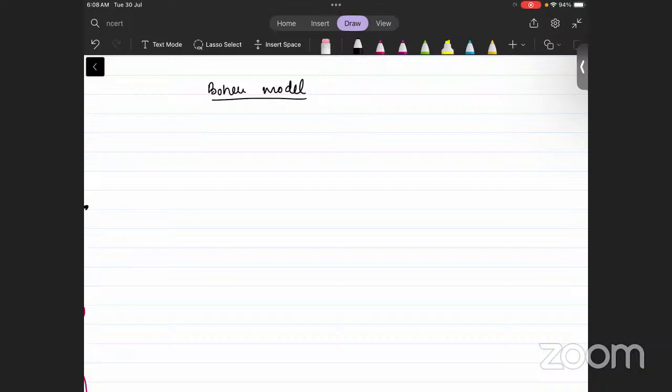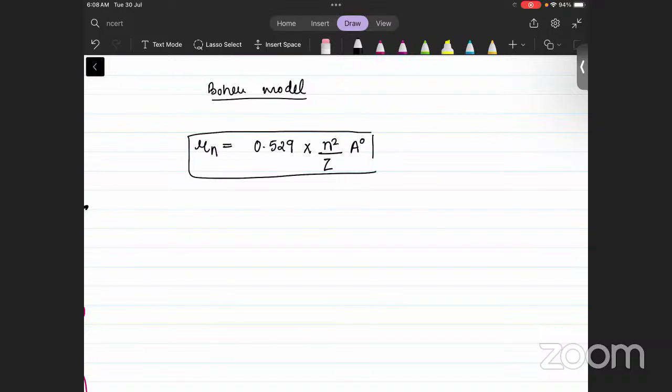In this, we first learned the formula for calculating the radius, which is 0.529 into n square by Z. Yes, the unit is very important, which is angstrom. Then we learned the formula for velocity. So velocity will be equal to Z by n into 2.18 into 10 raised to the power 6 meter per second.